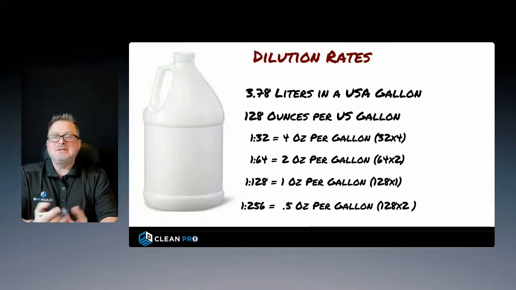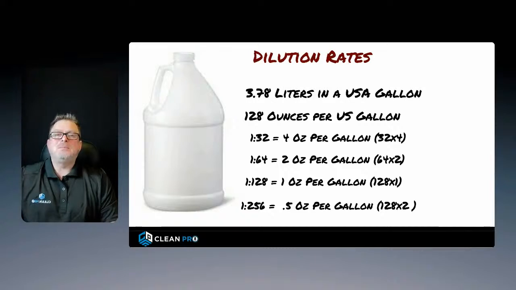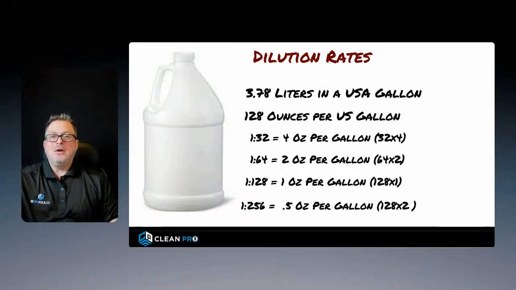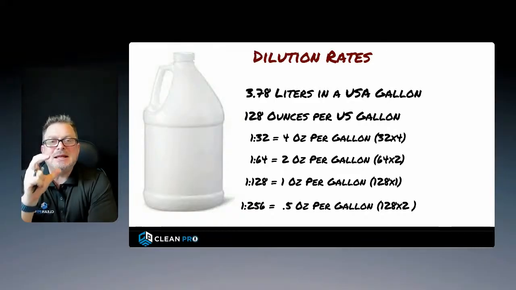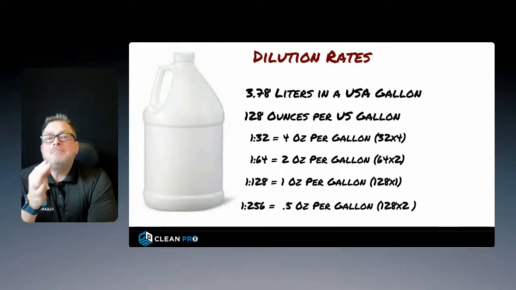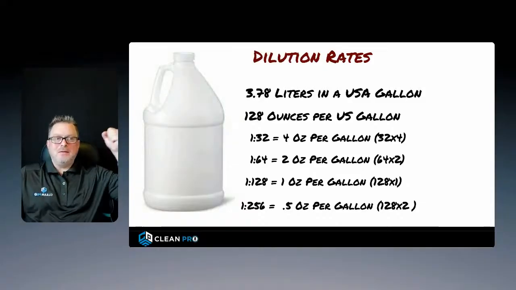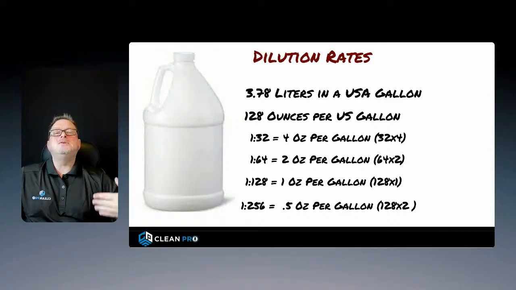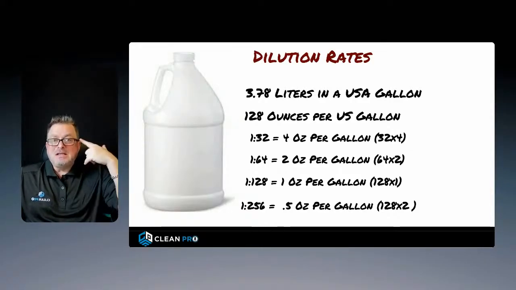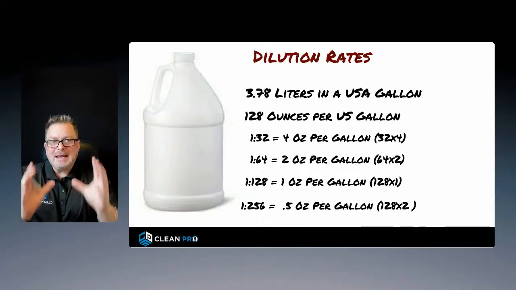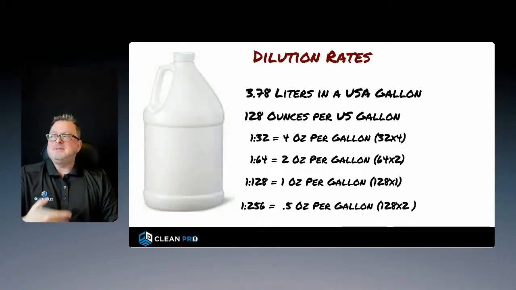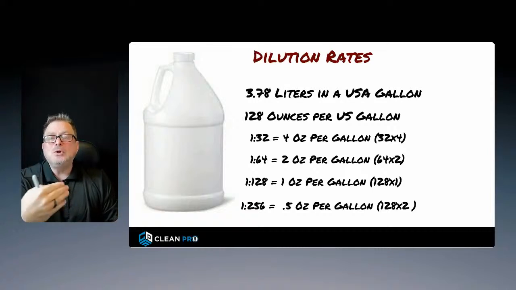So that 3.78 jug has 128 ounces in it. A gallon of floor stripper, a gallon of window cleaner, a gallon of general purpose cleaner, whatever, 3.78 liters has 128 ounces in it. And that's important to understand, because as far as dilution rates go, you need to think in ounces. So it's 128 ounces. If someone says the product dilutes at 1 to 128, what does that mean?